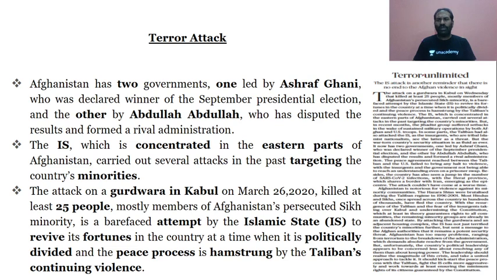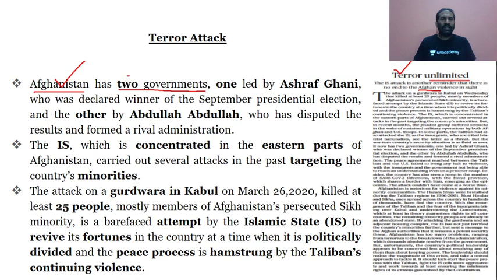In the editorial you have the heading 'Terror Unlimited'. So where is the terror which is happening unlimited? Yes, definitely it is in Afghanistan. Now, Afghanistan has two governments. You might be surprised how come a country is running under two governments.